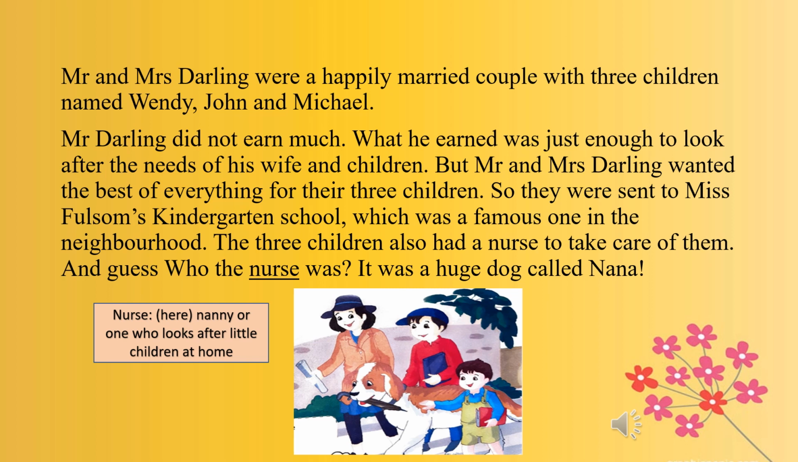Now, what does this para talk about? This story is about Mr. and Mrs. Darling and their family. The couple wanted the best of everything for their children, Wendy, John, and Michael. So the children were sent to one of the famous schools in the neighborhood, Miss Fulsom's kindergarten school. The children were also taken care of by a nurse, Nana, a huge dog.